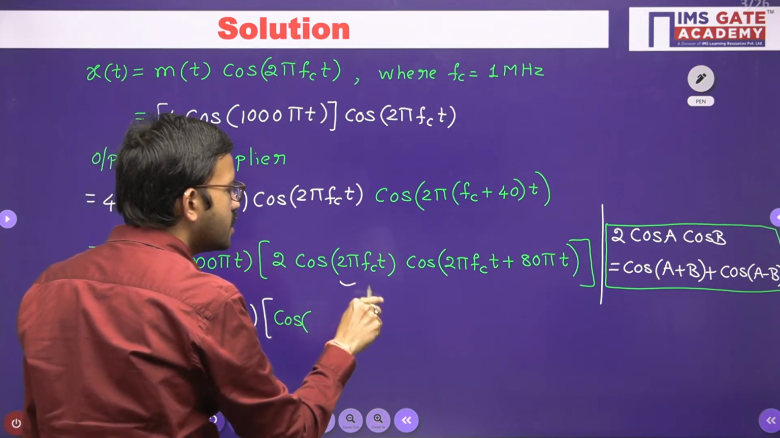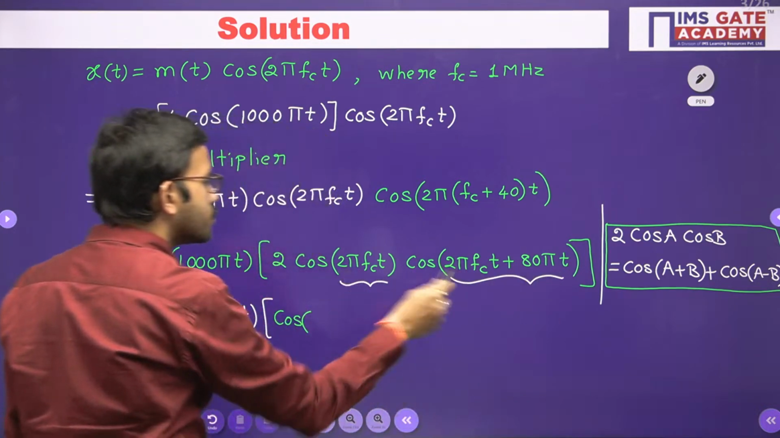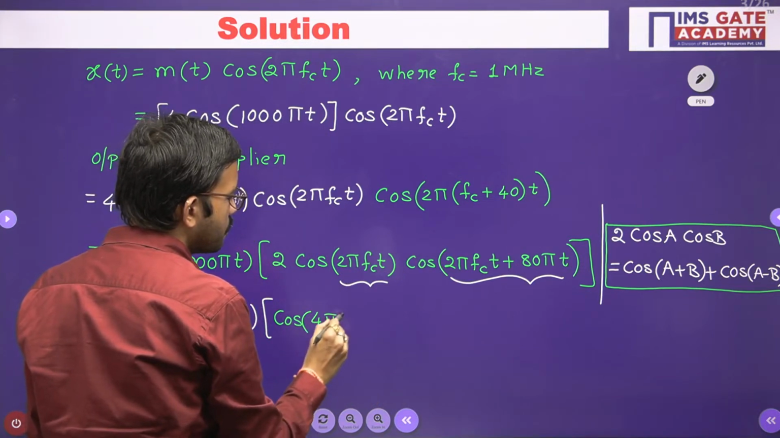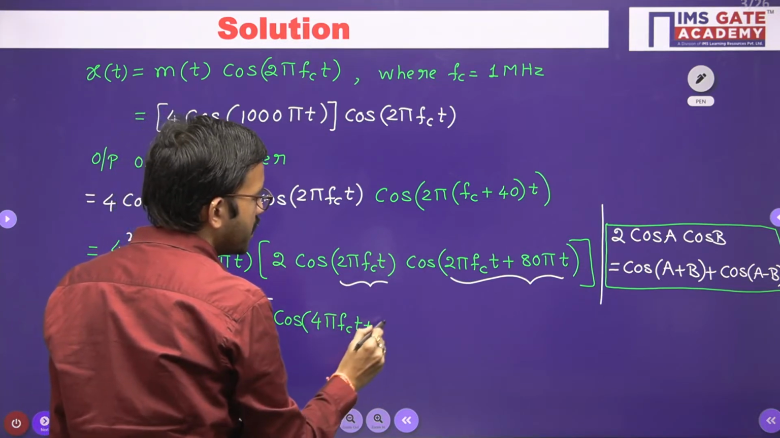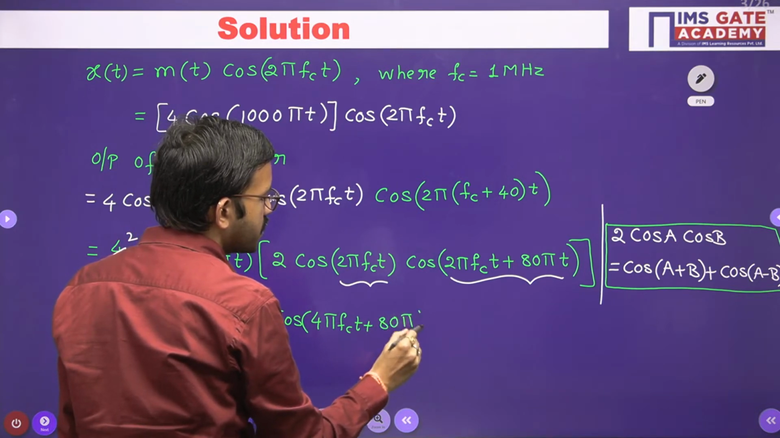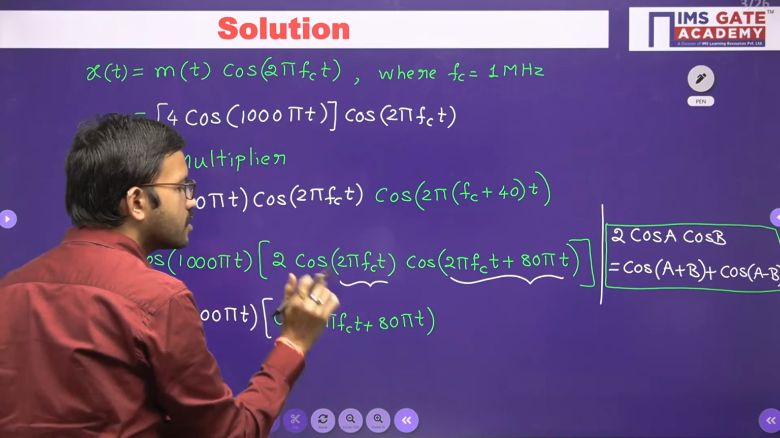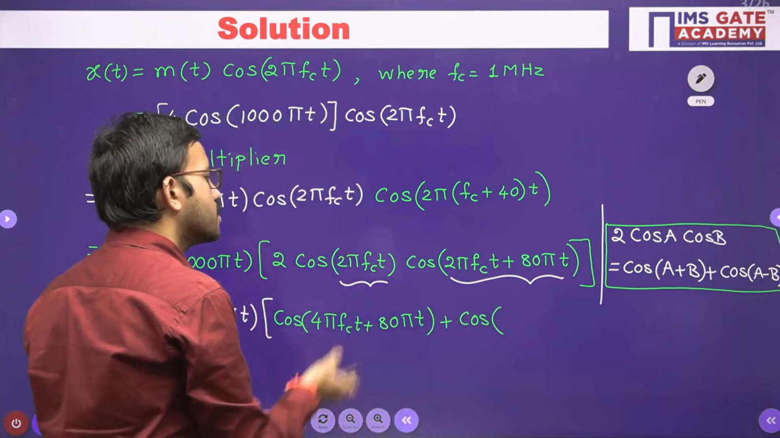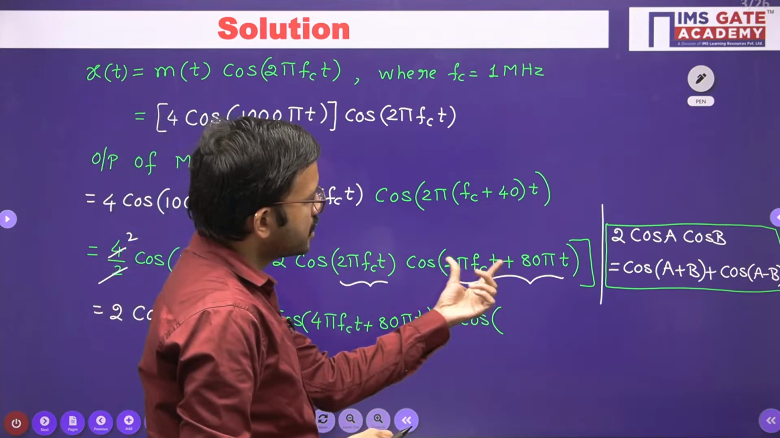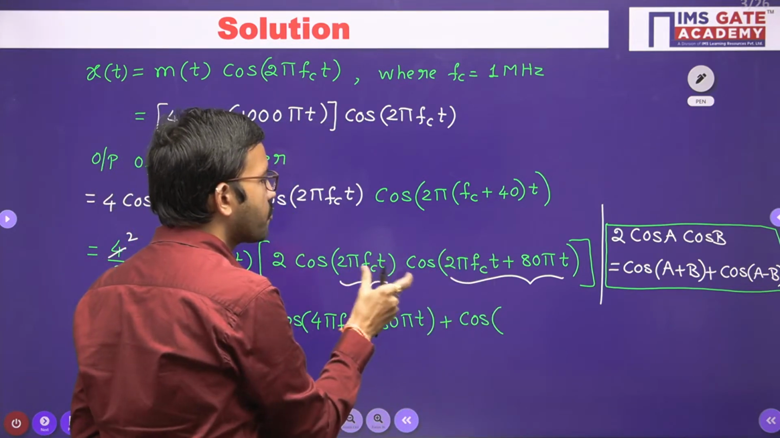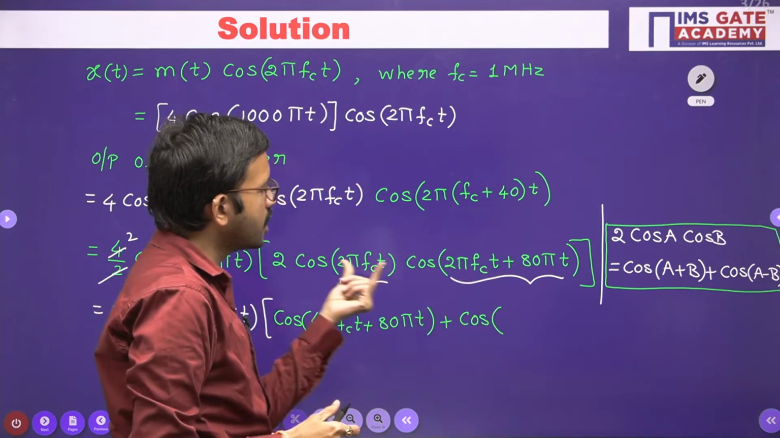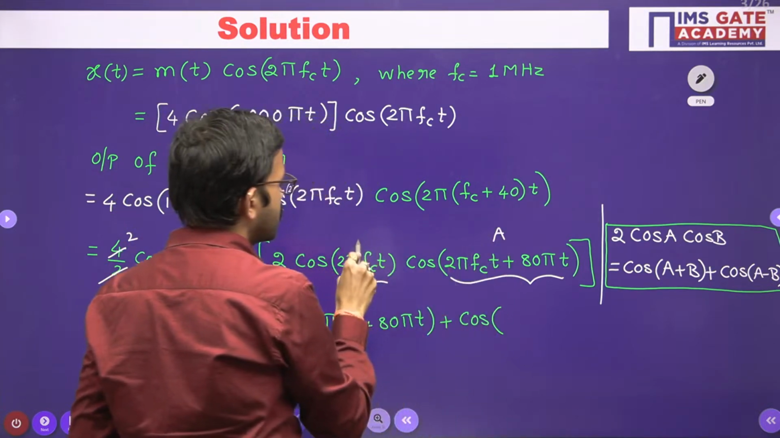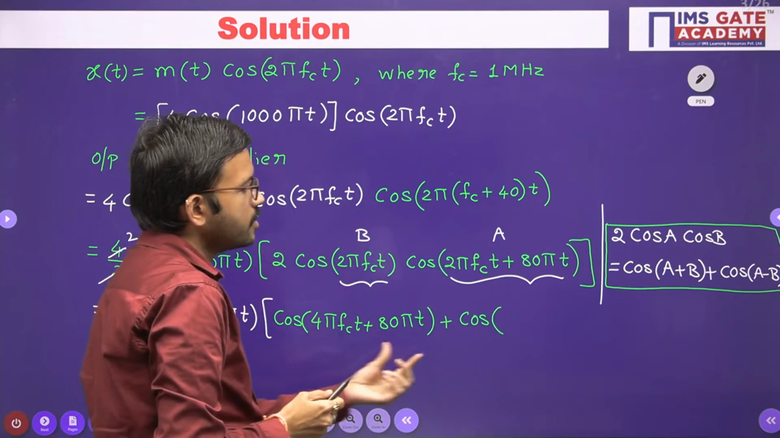So here, whatever the terms you are having, just add both the terms, right? Here 2 pi fc t plus 2 pi fc t, that means you are going to get 4 pi fc t plus 80 pi t. 2 cos A cos B is nothing but cos sum plus cos difference. Cos difference, you can subtract. Say for example, here I am considering this is the A term. When you observe these two, this term is greater when compared to this one, right? So for the timing you can consider this is A and this is B. 2 cos A cos B is nothing but cos sum plus cos difference.